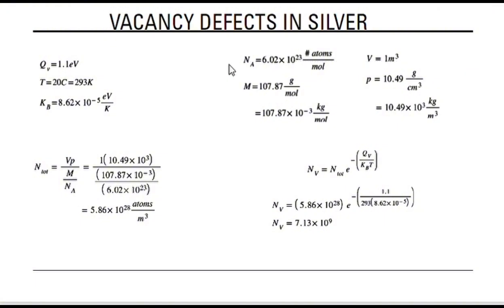And the number of vacancy defects, N_V, is the formula right here. We need N_tot, which is what we solved for over here. If you put that all together, you get this formula right here: 5.686 times 10 to the 28 times all of this, which will land you this number right here.